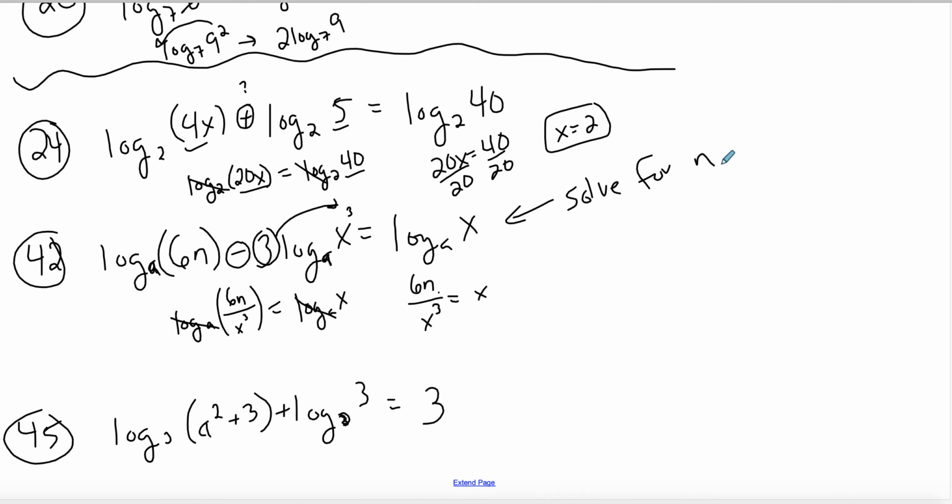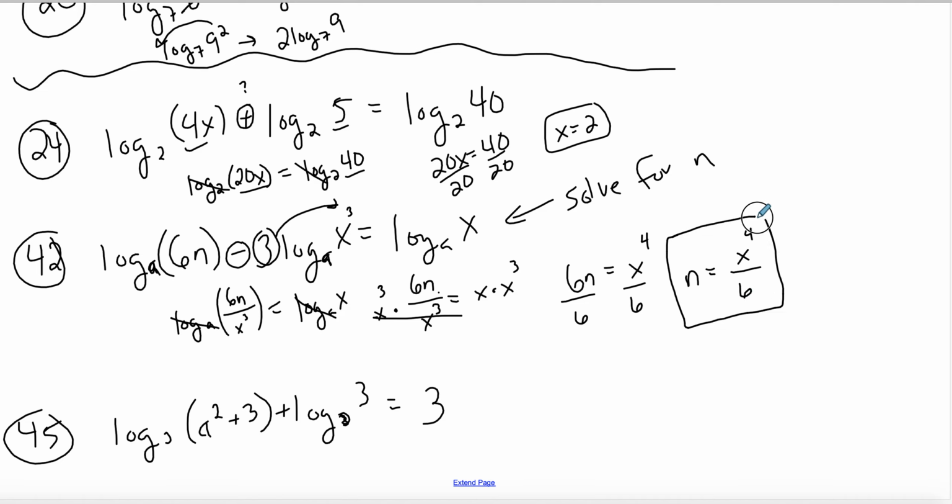And we're supposed to solve for n. That's what the textbook is asking us to do. So there's a couple steps here. How do I get the x cubed out of the bottom? Multiply both sides by x cubed. They're gone over here. I get 6n equals x to the 4th. Divide both sides by 6, and I got it. So I have n equals x to the 4th over 6. That is what I get when I solve for n.